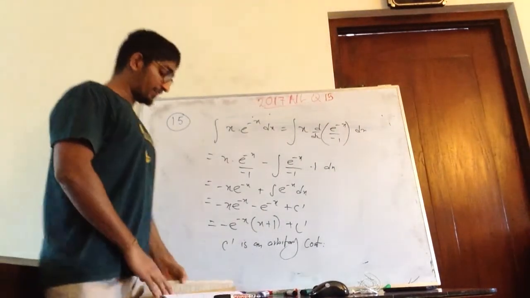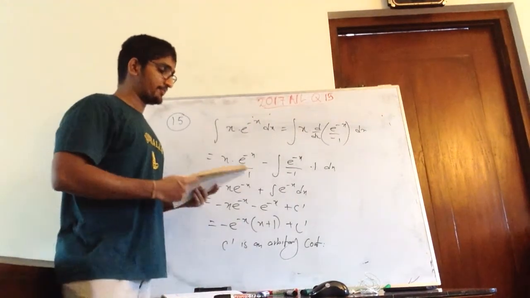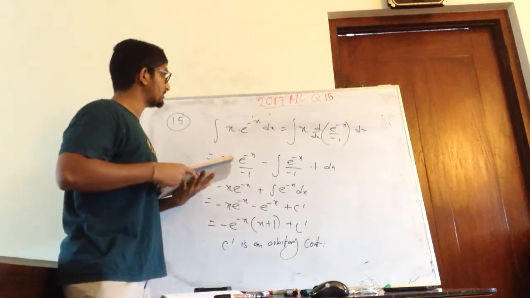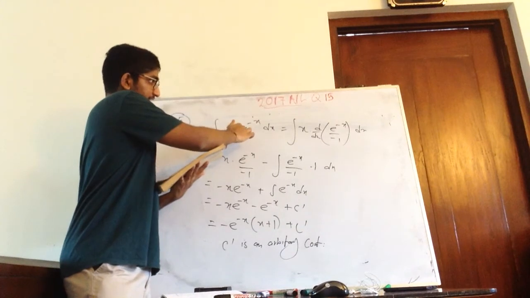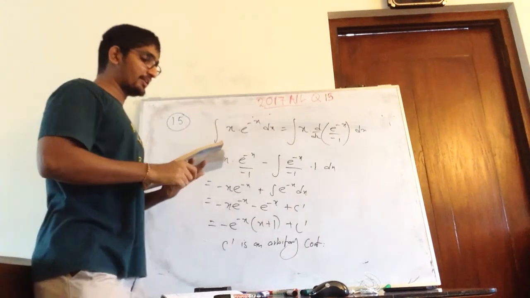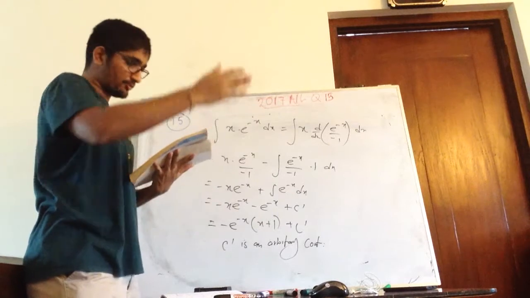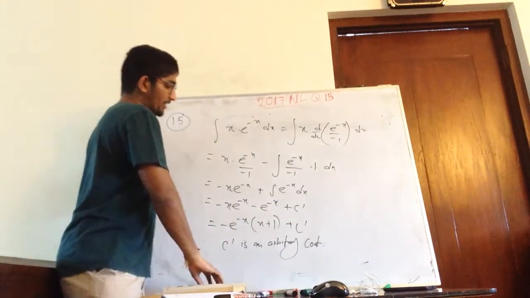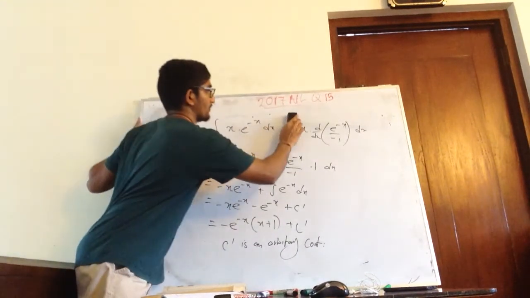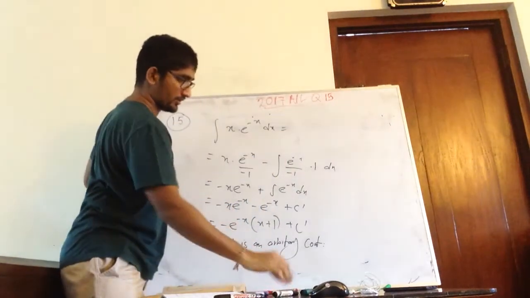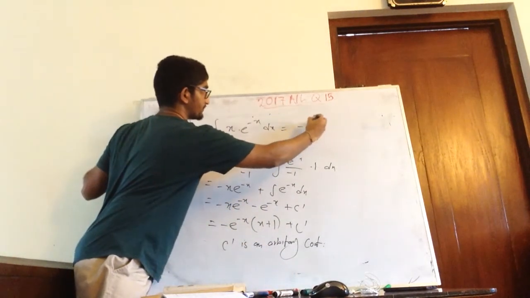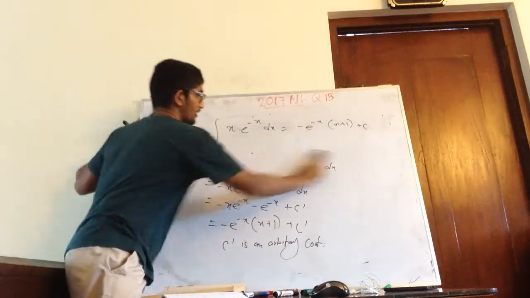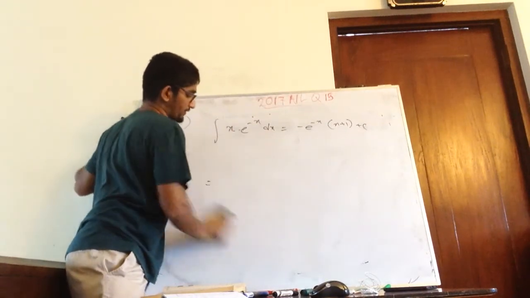Right. So next, what are they asking? Then they are asking, find the area of the region enclosed by the curve y equals x e to the power minus x, and the straight lines x equals 1, x equals 2 and y equals 0. Right. So now here I'll write this down. What are they saying now? They are saying a lot of stuff now.